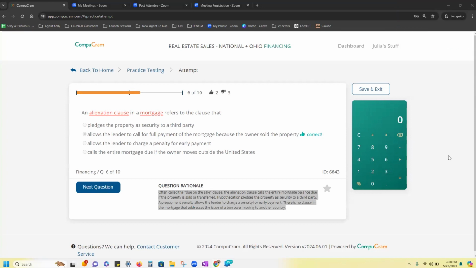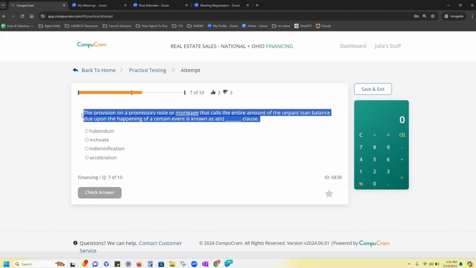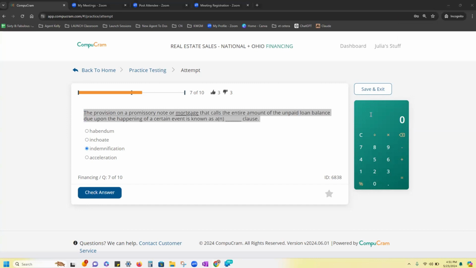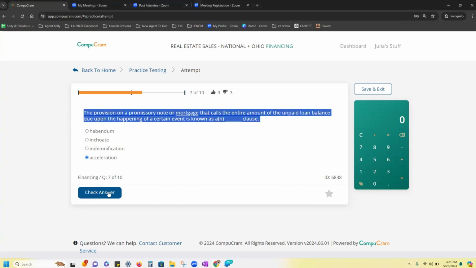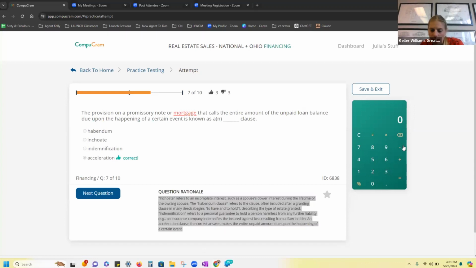Gotcha. All right. Hopefully she can hear me now. Okay, next question. The provision on a promissory note or mortgage that calls the entire amount of the unpaid loan balance due upon the happening of a certain event is known as a blank clause. Is that D, acceleration clause? Good job. That is correct. Put the explanation in the chat. Okay.